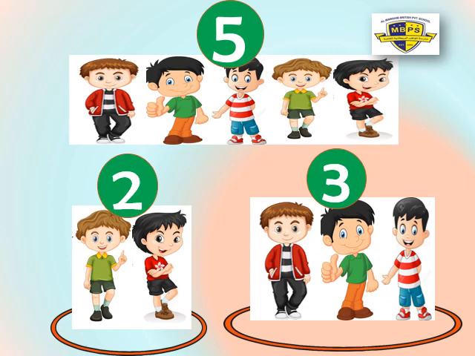1, 2, 3. So now, if I want to put them back together to make number 5, 1, 2, 3, 4, 5. We've made number 5 again. We separated them, and now we're going to put them back to make number 5. This is another way of making 5. 2 and 3 make 5.